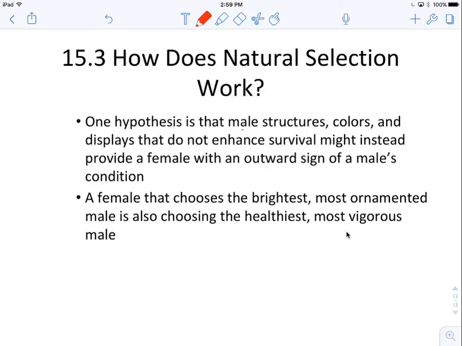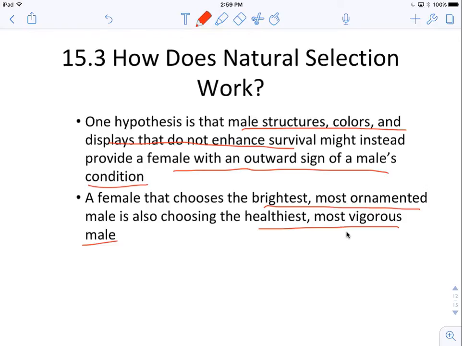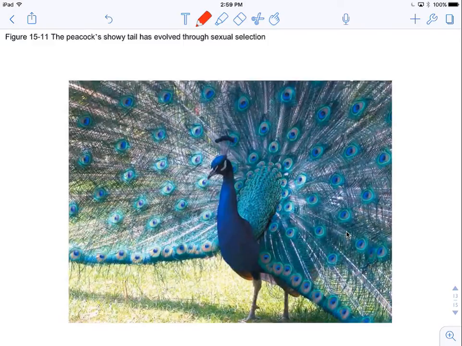So again, male structures, colors, displays, fancy dances, they don't necessarily enhance survival, but instead they provide a female outward signs of a male's condition. And the best, hardiest males are the ones that the females want to mate with. So the brightest, most ornamented male is also the healthiest, most vigorous male, and has the best genes to pass on. And of course, the primary example of sexual selection, boom, the peacock. You really don't get any flashier and showier than that.